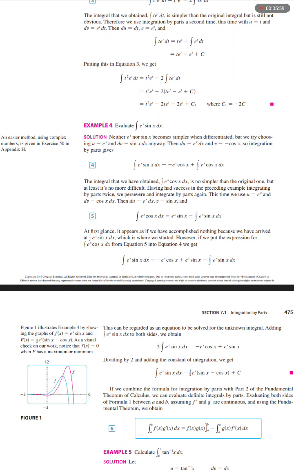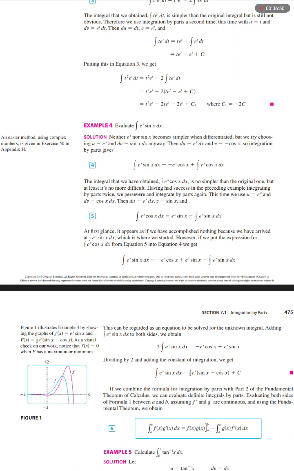Example 4, evaluate the integral of e to the power x sine x dx. Solution. Neither e to the power x nor sine x becomes simpler when differentiated, but we try choosing u equals e to the power x and dv equals sine x dx anyway. Then du equals e to the power x dx and v equals negative cosine x. So integration by parts gives equation 4.